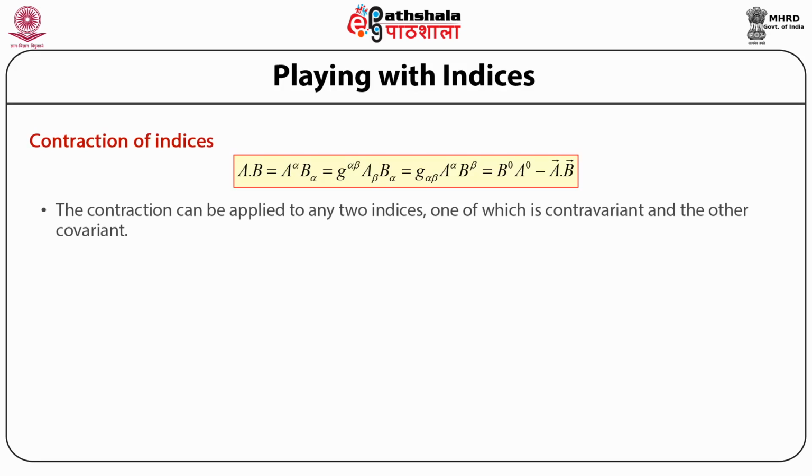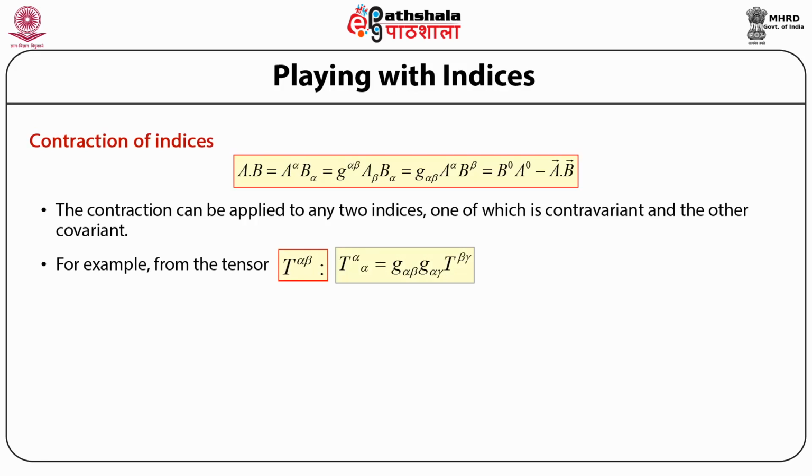So one sees that the contraction can be applied to any two indices, one of which is the contravariant term and the other is the covariant term. So for example, if we consider a rank 2 contravariant tensor T superscript alpha beta, then we can write down a rank 2 mixed tensor as T superscript alpha subscript alpha equal to g subscript alpha beta times g subscript alpha gamma times T superscript beta gamma.